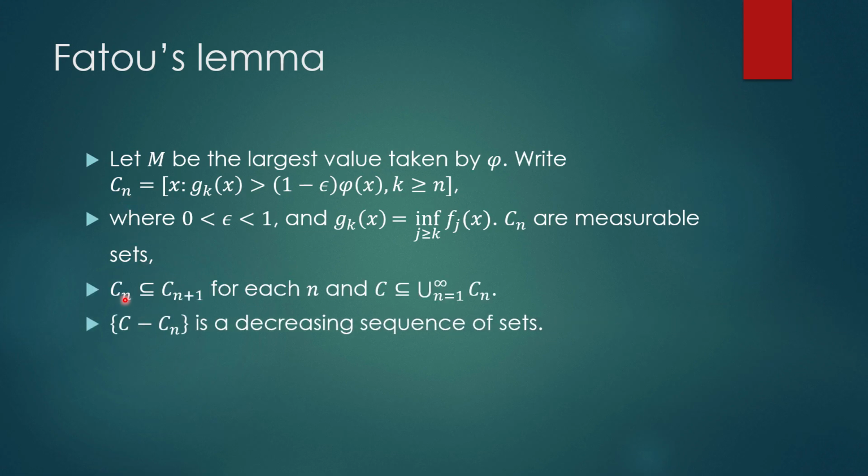So C_n is a subset of C_{n+1}, and that, as we did with B_n being a subset of B_{n+1} earlier, can be used here also, the same logic. And here also C is a subset of the union over n from 1 to infinity of C_n, the same thing as we did with A_i being a subset of the union of A_n. Like that, you can easily deduce that C is a subset of the union of C_n. So C_n is an increasing sequence, therefore C minus C_n is a decreasing sequence of sets.